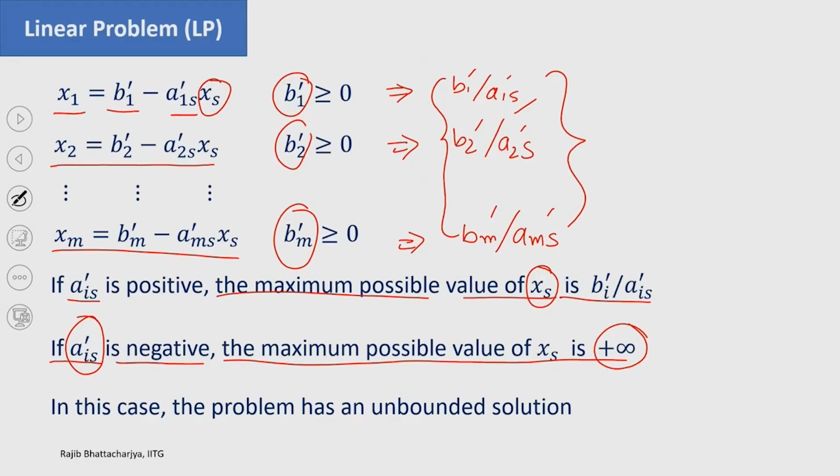Otherwise, what will happen? You will get some infeasible solution. So, therefore, to avoid that, we will take the minimum one. I hope the rules are clear to you. Now, let us go to this particular problem. First, I will show you a problem having an unbounded solution.